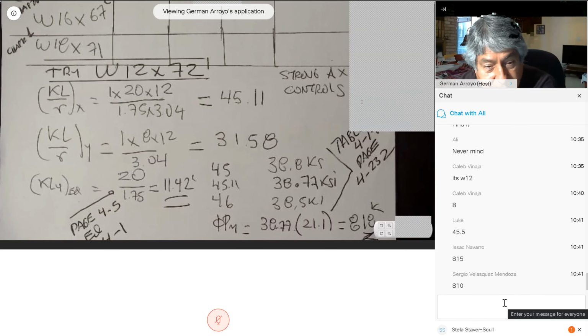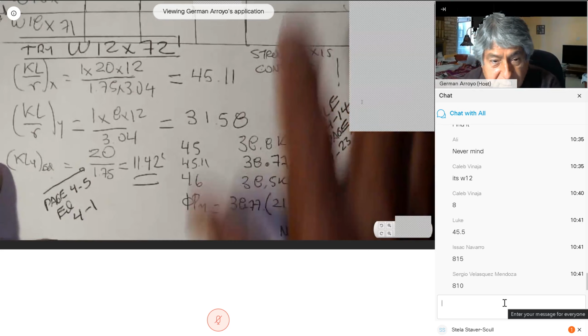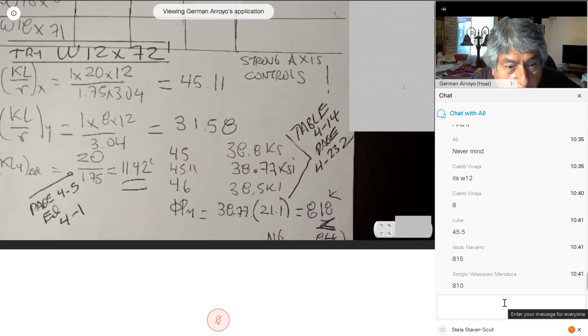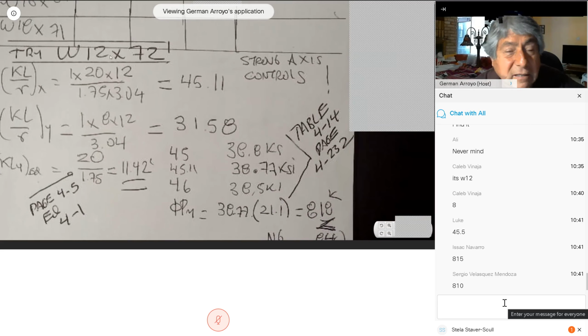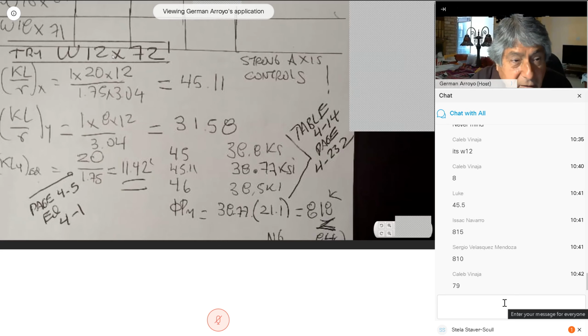So most of the time, I prefer to go to the end of chapter 4 and try to find the value for KL over r, 4511. And this is what we did. Since this section doesn't work, and this section is W12 by 72, go to the column table for W12 by 72 and tell me what is the next heavier one in the W12 group. Since this one doesn't work, I need to go to the next heavier one.